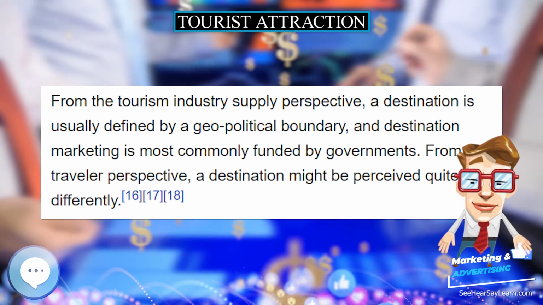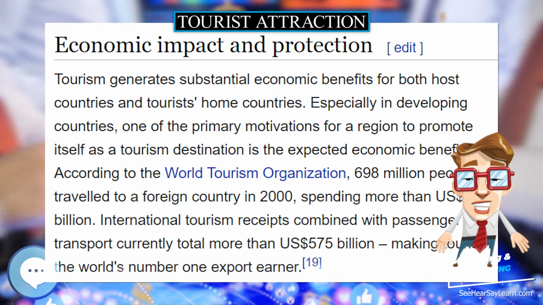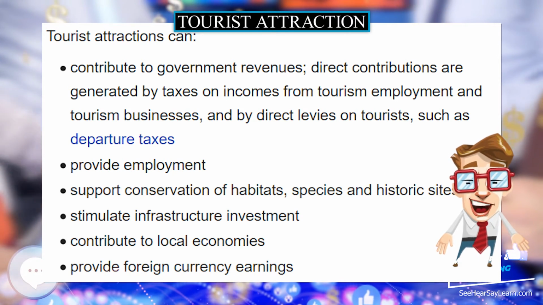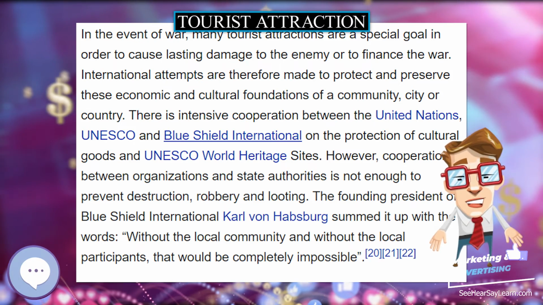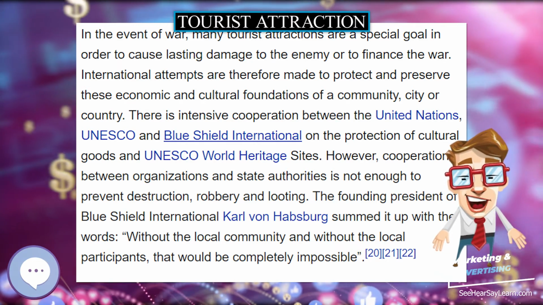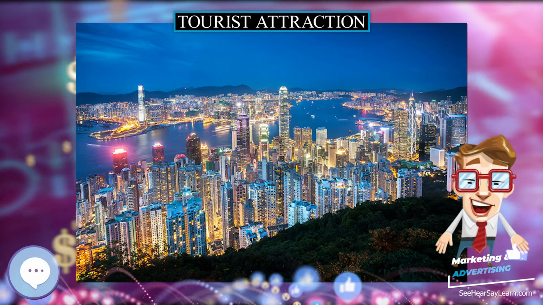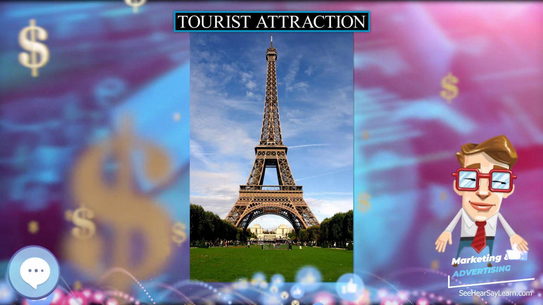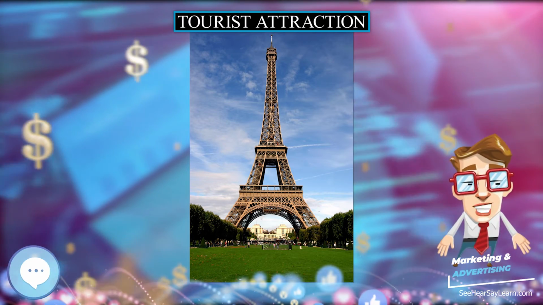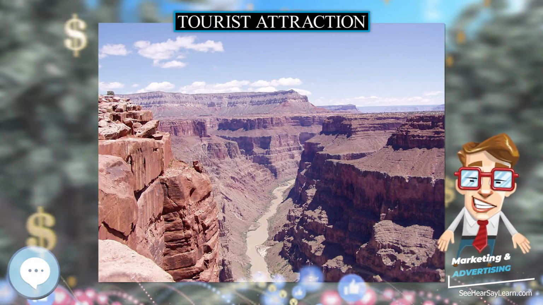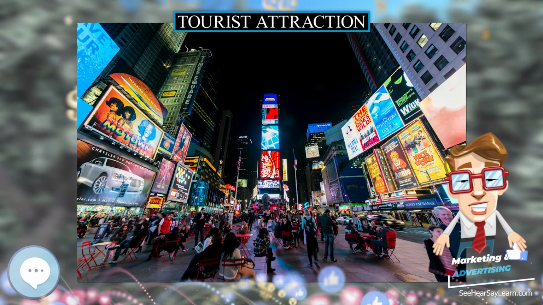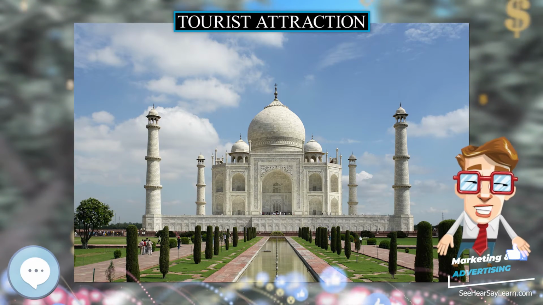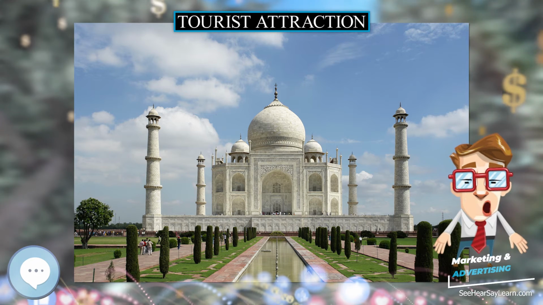France, the United States, and Spain were the three most popular international destinations in 2017. The total number of international travelers arriving in those countries was about 234 million, contributing 8.9%, 7.7%, and 14.9%, respectively, to the total GDP of those countries. From the tourism industry supply perspective, a destination is usually defined by a geopolitical boundary, and destination marketing is most commonly funded by governments. From the traveler perspective, a destination might be perceived quite differently.